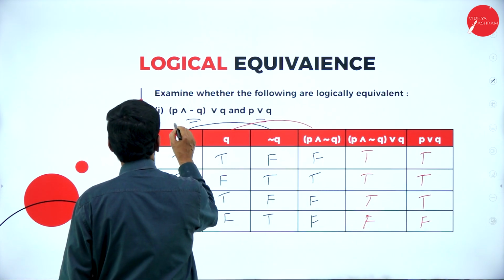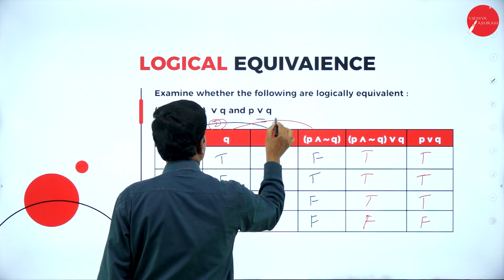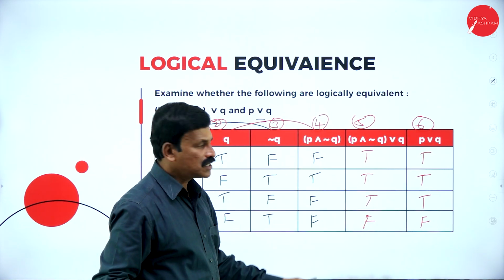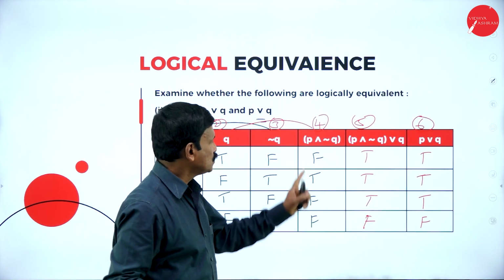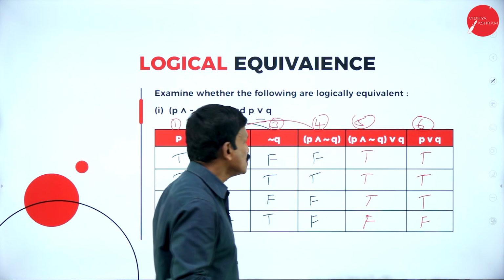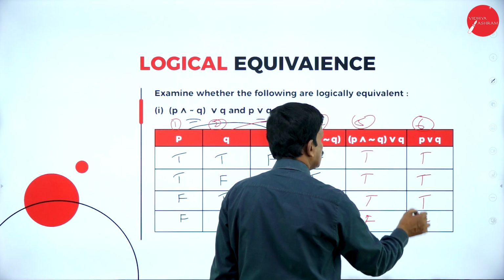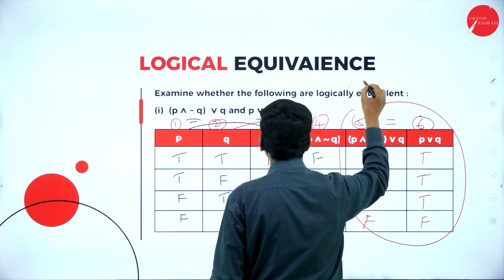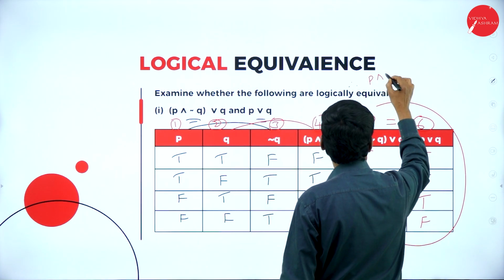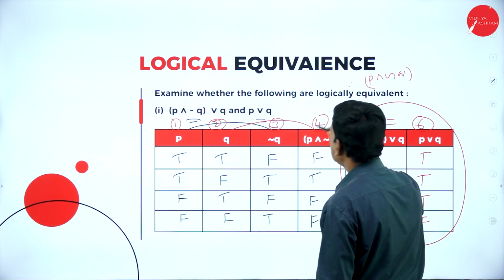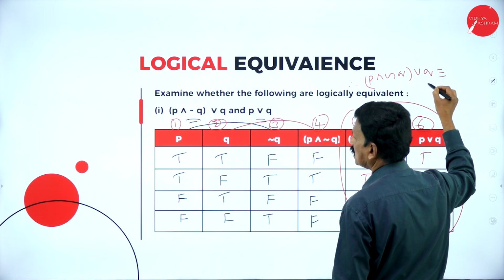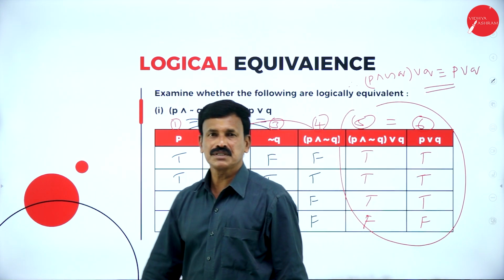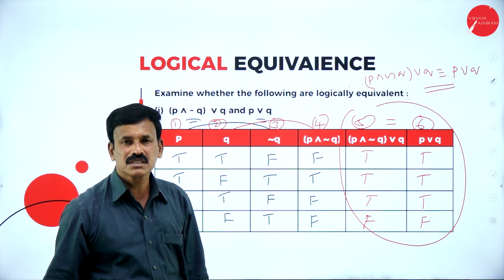Now, represent this as first column, second column, third, fourth, fifth and sixth. The truth values in the fifth and sixth columns are found to be the same: T, T, T, F. So, they are logically equivalent. What is the conclusion? Therefore, P conjunction negation Q, disjunction Q is logically equivalent to P disjunction Q. That's all. This is also an important problem for 6 or 7 marks.